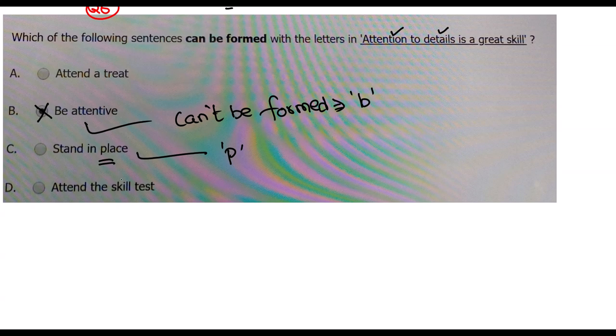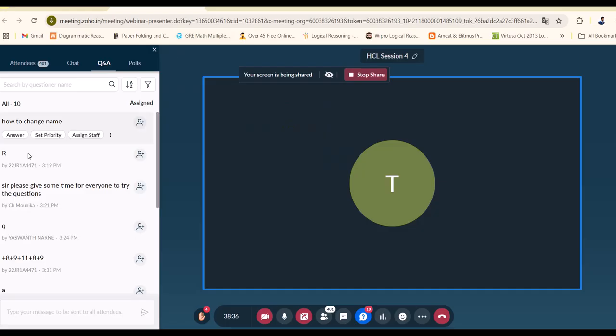What about this, attend the skill test? Okay, now we have to check attend the skill test. H is not there. The problem here is H. The problem here is B. Attended treat is the answer. Can be formed is attended treat. We have to see in that word what letters are available. Okay, attended treat is the correct answer.